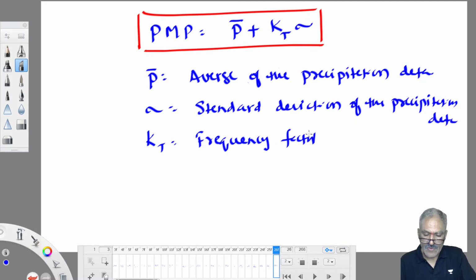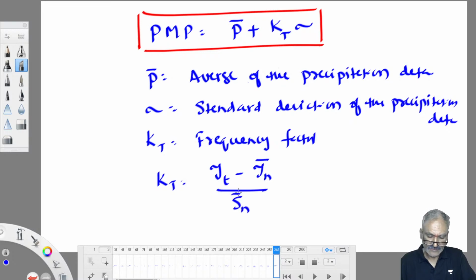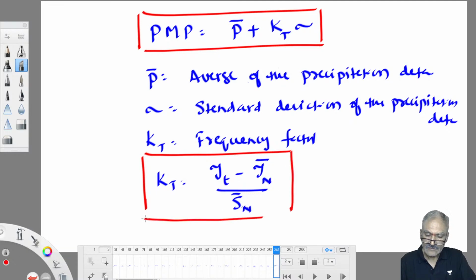This KT value we work out by using the equation KT equals YT minus YN bar divided by SN bar. I'll take capital N because this Y bar and S bar depend on the N value. N is the number of data used in the analysis.